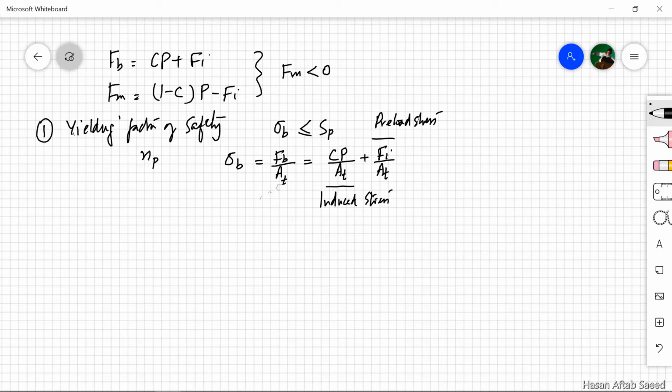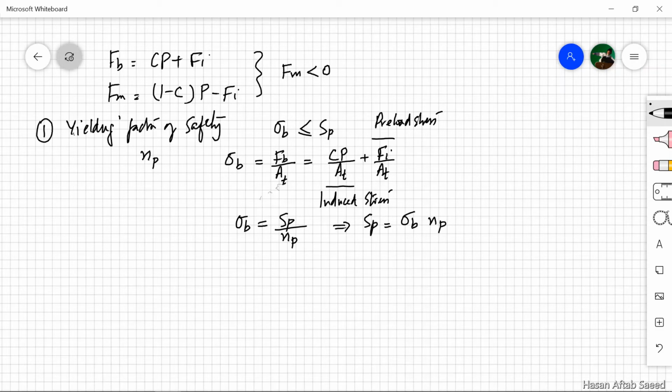So what you do is you bring in a factor of safety: sigma B equals SP over this yielding factor of safety, or in other words, SP will then take the form sigma B times NP. Now what this means is that this NP is the factor by which you can increase the sigma B before SP occurs. This is basically your safety factor.